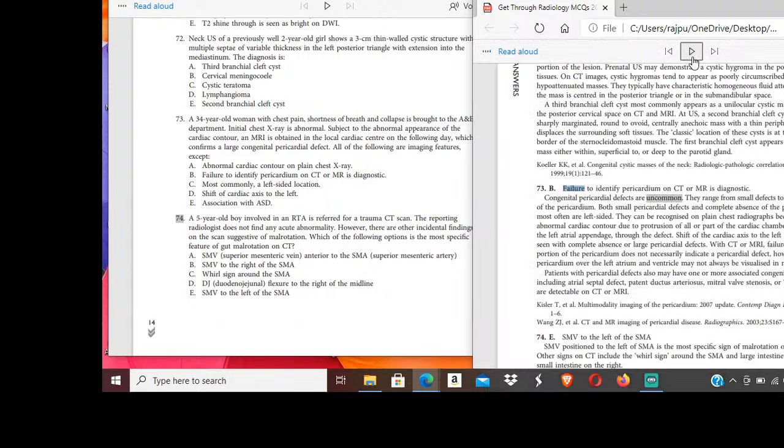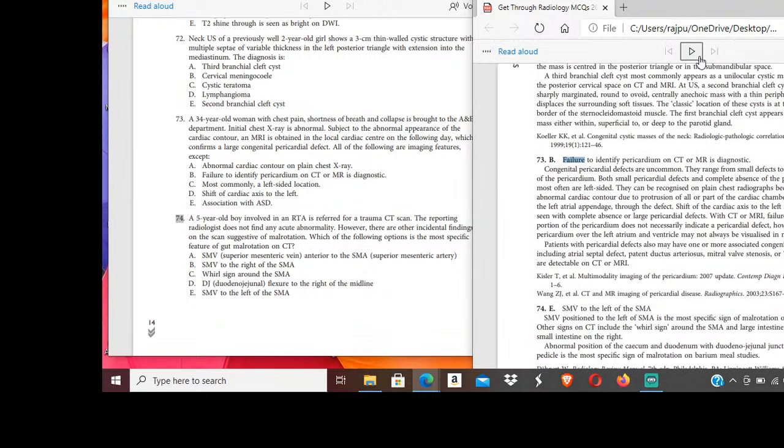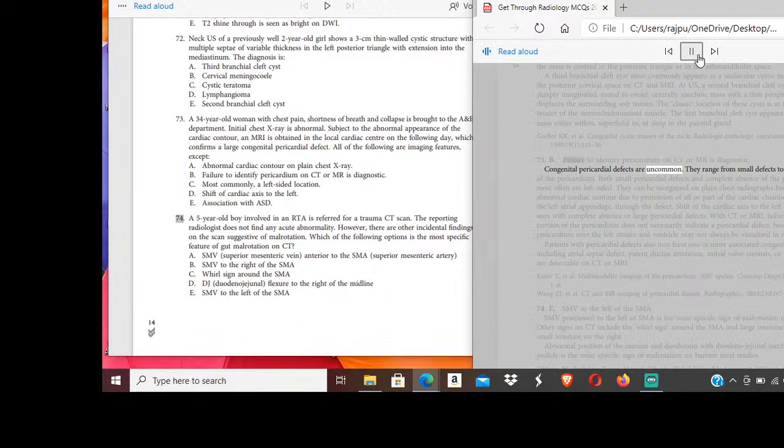Congenital pericardial defects are uncommon. They range from small defects to complete absence of the pericardium. Both small pericardial defects and complete absence of the pericardium most often are left-sided. They can be recognized on plain chest radiographs because there is abnormal cardiac contour due to protrusion of all or part of the cardiac chamber, for example, the left atrial appendage, through the defect. Shift of the cardiac axis to the left and posteriorly is seen with complete absence or large pericardial defects.